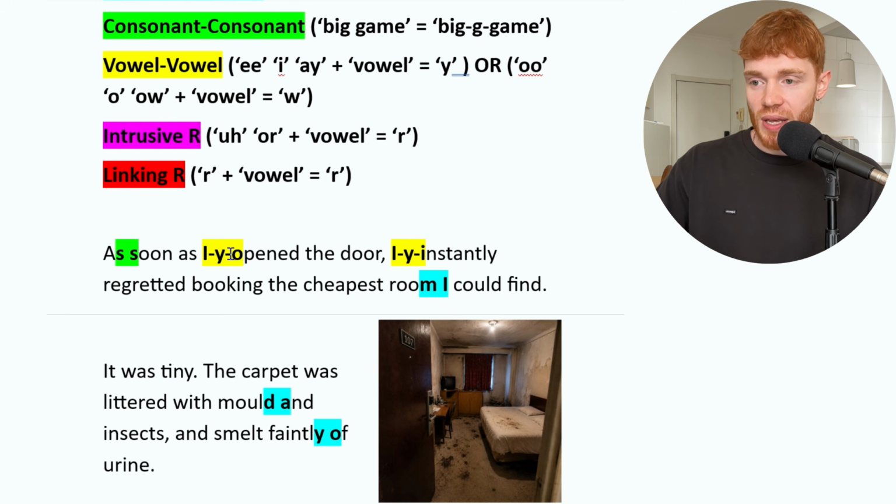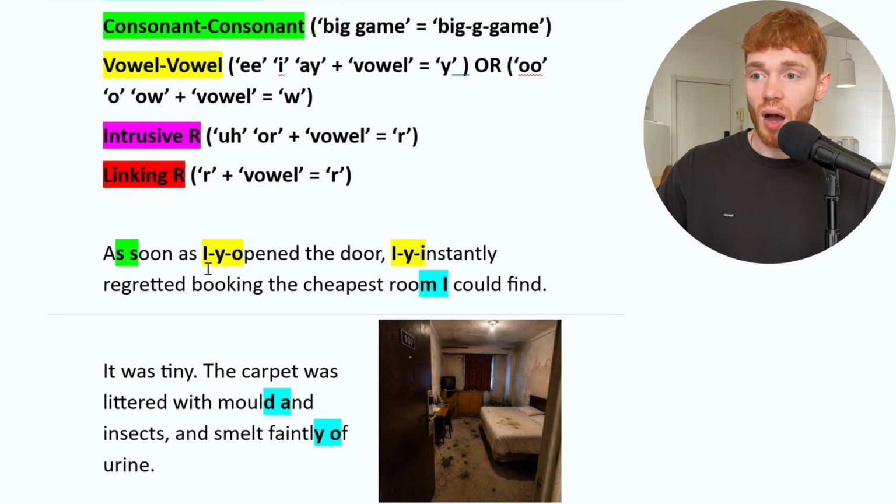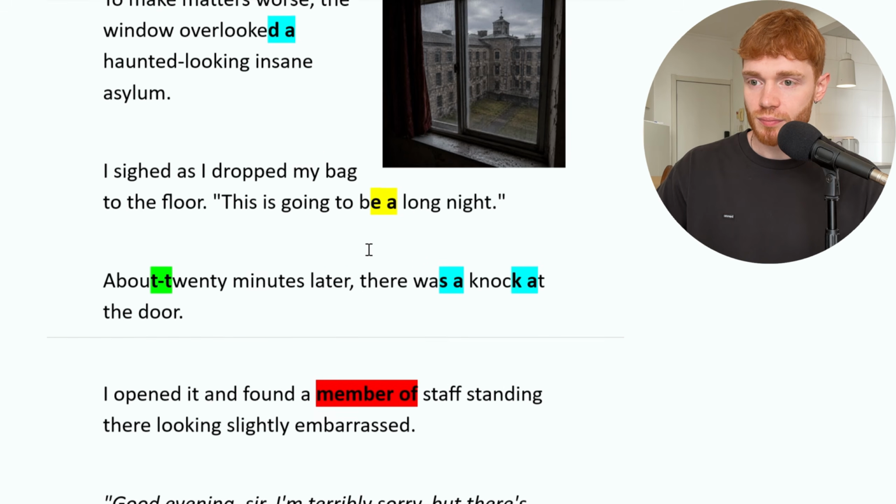Okay, so when one word ends in a vowel and the next word starts with a vowel sound, we either add a y or a w. Okay, so we'll focus on the y. So here, this is the rule, right? If one word ends in an e, an I, or an a, and the next word begins with a vowel, we add a y. So for example, I opened, I instantly.